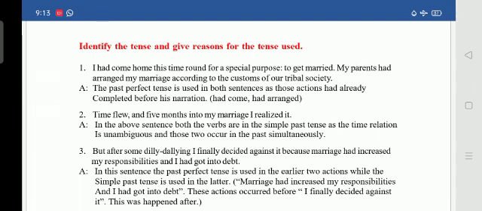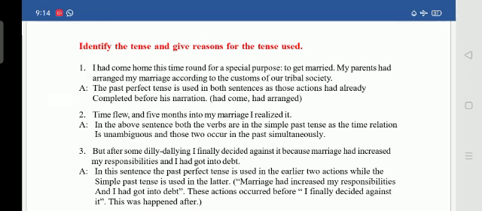The past perfect tense is used in both sentences as those actions had already completed before his narration. So, why is the past perfect tense used here? The actions had already completed before his narration. See here, had come and had arranged. Because of these words we can say that the past perfect tense is used in both the sentences as those actions had already completed before his narration.